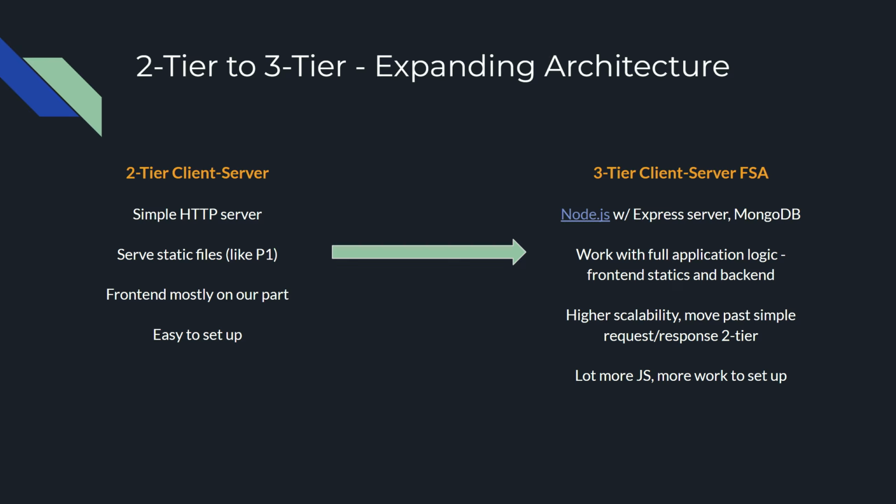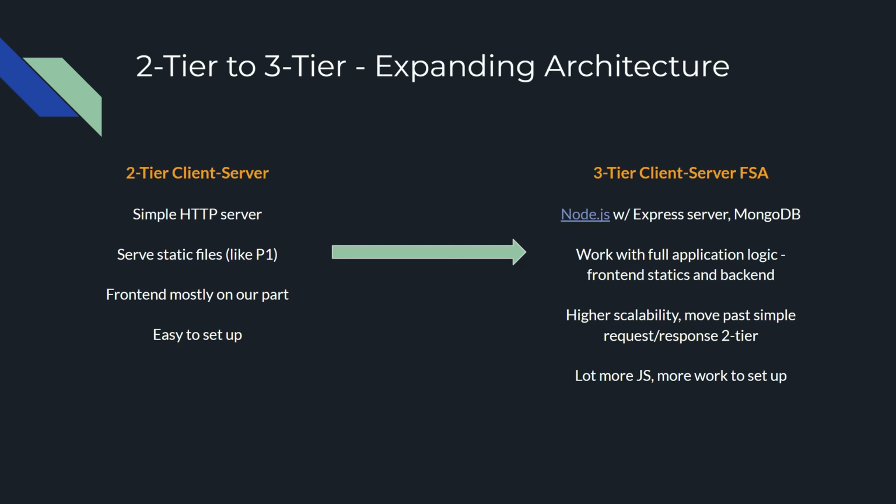And so this is where we start shifting to more of a three-tier client-server architecture, which is what we used for our full-stack application for Project 2, where we introduced Node.js with an Express server and MongoDB. So let me talk about those a little bit. Working with full application logic, we have front-end static stuff, and we also have all this back-end action going on as well. It allows us higher scalability and moves us past the simple request-response server, or rather application or page, that we mostly worked with in a two-tier client-server.